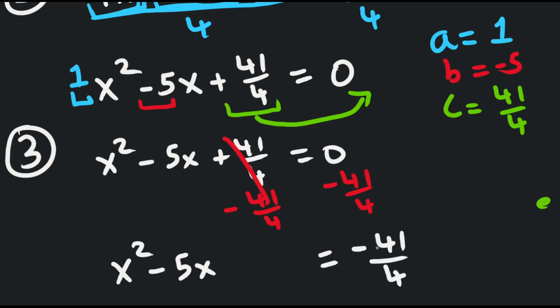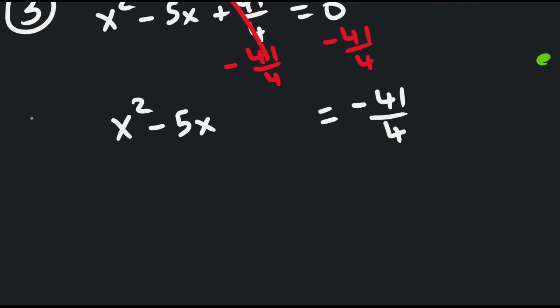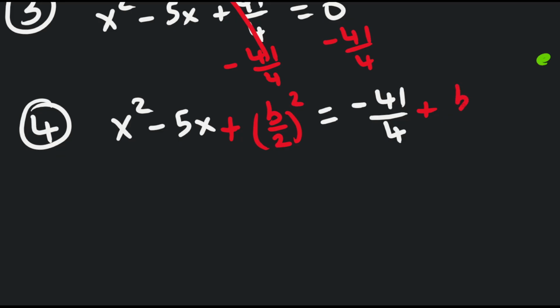Good. So that's our third step. We've moved our c term to the other side of the equal sign. And what is our fourth step? So our fourth step is very important. We are going to add both sides by b/2 squared. And what that means is we're going to take our b term.